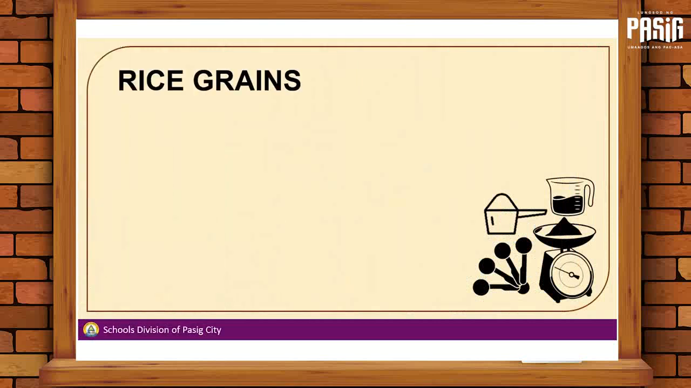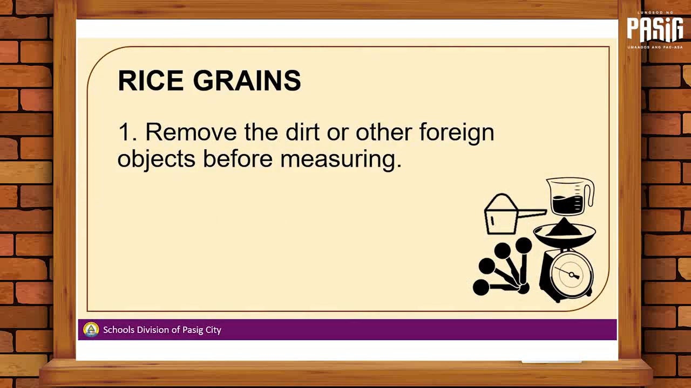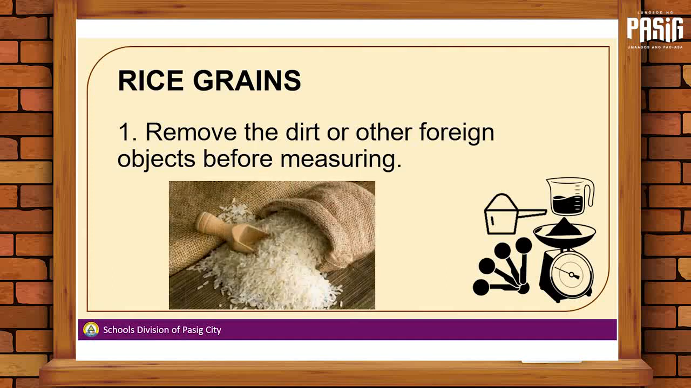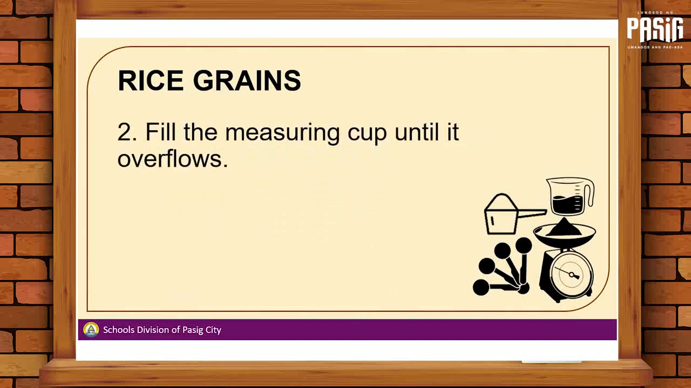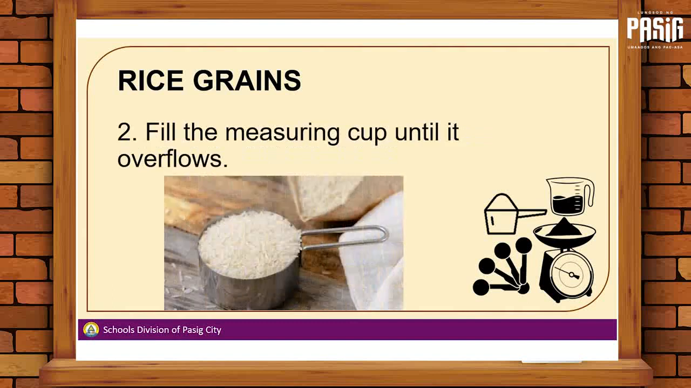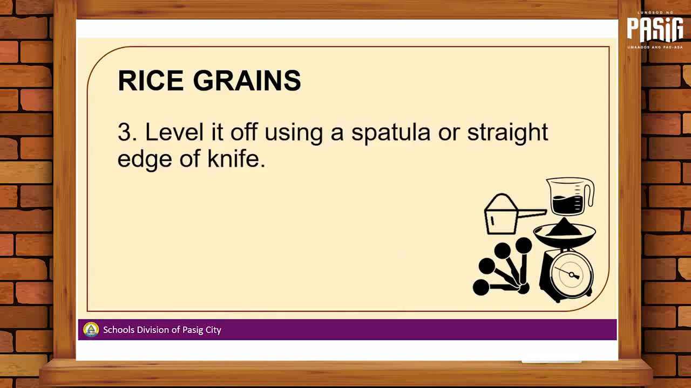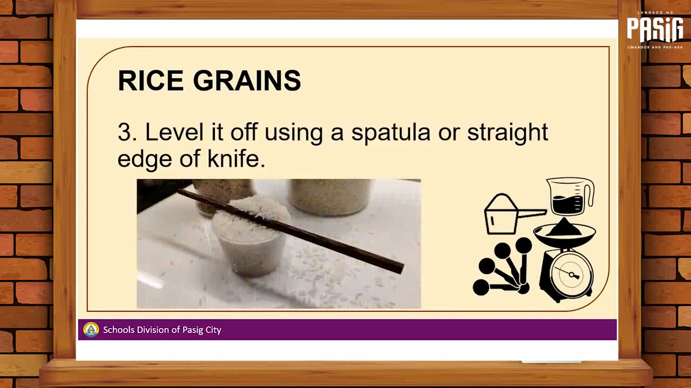To measure rice grains, 1. Remove the dirt or other foreign objects before measuring. 2. Fill the measuring cup until it overflows. And 3. Level it off using a spatula or straight edge of a knife.